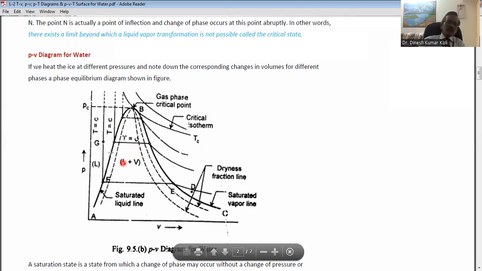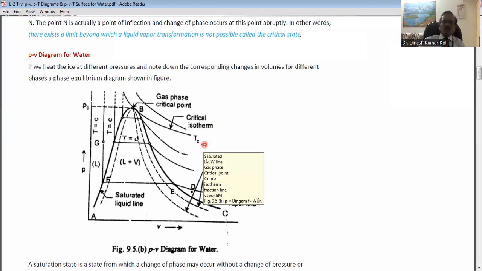On the left-hand side of the saturated liquid line, this is the liquid zone. We are having only water, which is unsaturated. And on the right-hand side of this saturated vapor line, this whole area is the superheated steam zone, only the gaseous phase, the vapor phase.